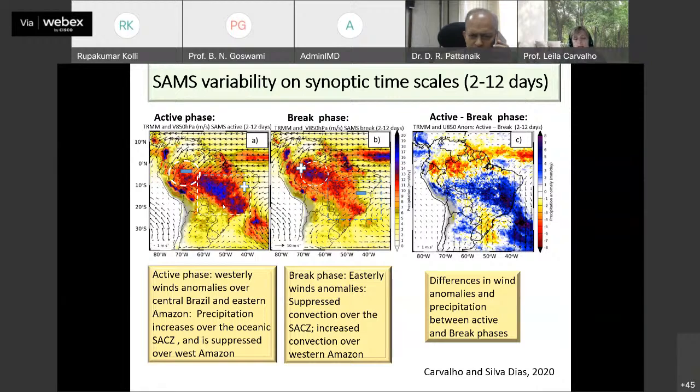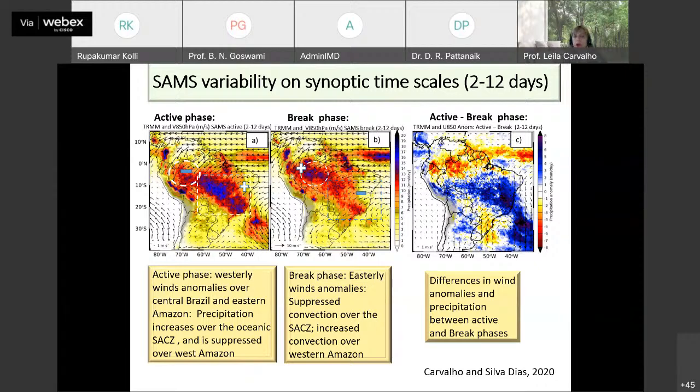I'm not going to discuss this index, but this is basically how the active phase should look. So you have more precipitation over central and eastern Brazil in this region, and less precipitation over northwest Amazon in this region. Then in the break phase, you see more strong easterly winds. We clearly see more of the anticyclonic rotation in here, less precipitation over eastern Brazil, and more precipitation over northwestern Brazil.